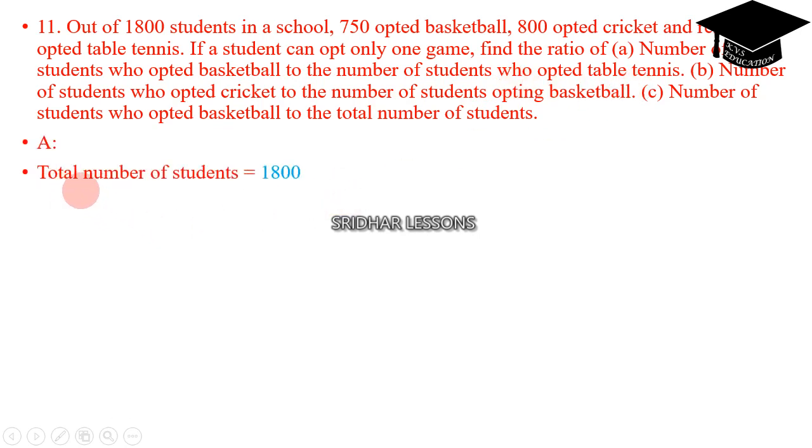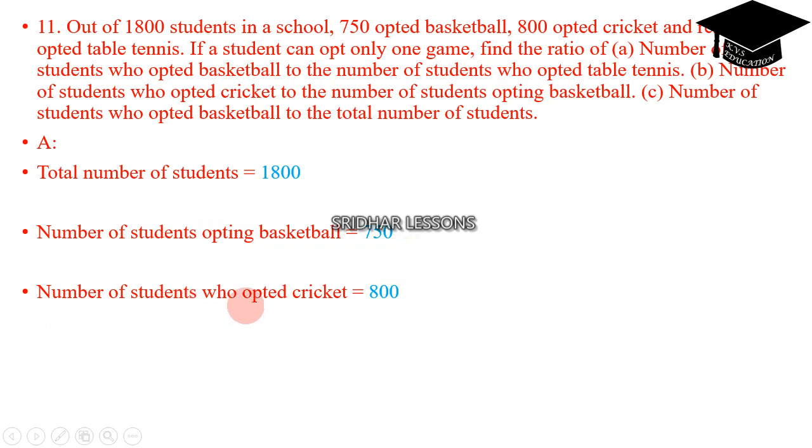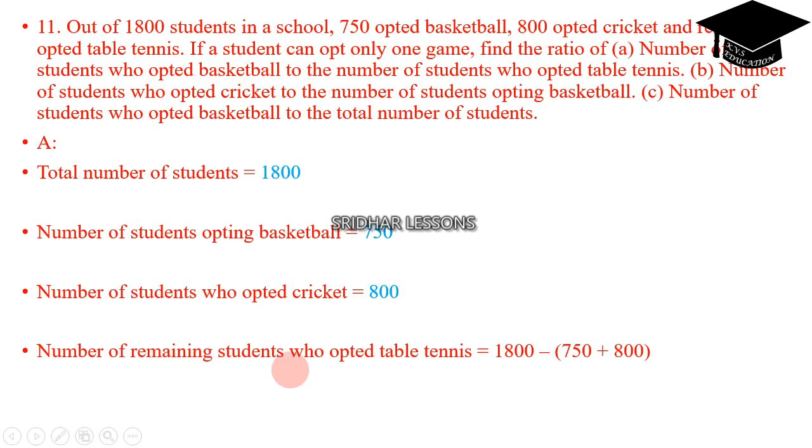We will write down total number of students is equal to 1,800. The number of students opting basketball is equal to 750. It was given. Number of students who opted cricket is equal to 800. It was also given. The number of remaining students who opted table tennis is 1,800 minus, we have to add these two values, 750 plus 800, that is 1,800 minus 1,550, which is equal to 250. These 250 students are the number of students remaining who opted table tennis.